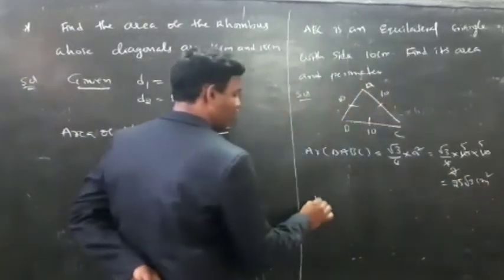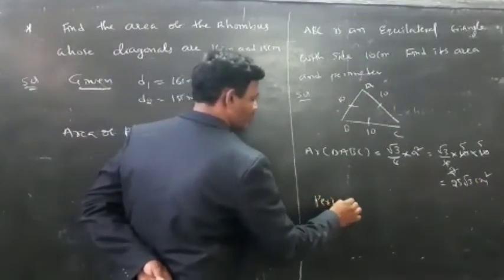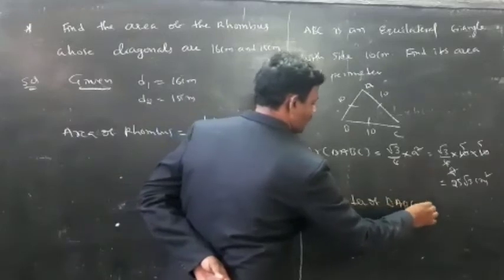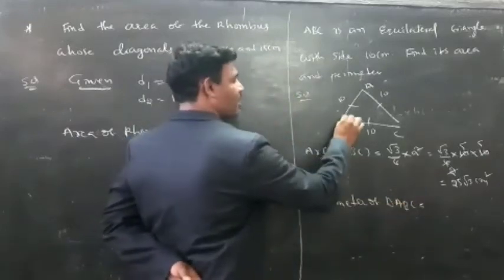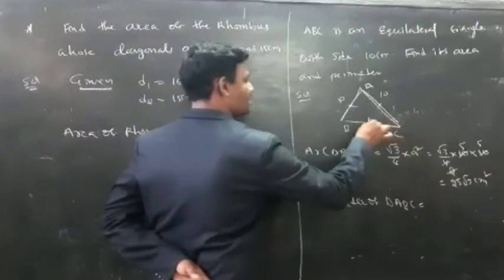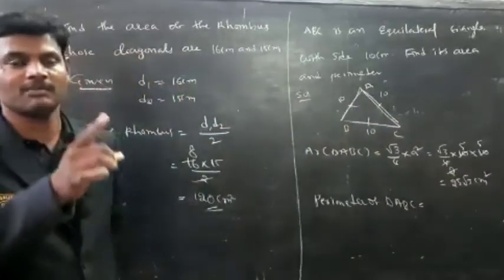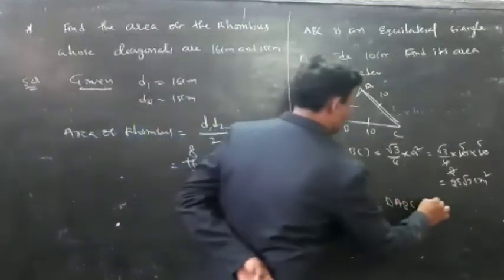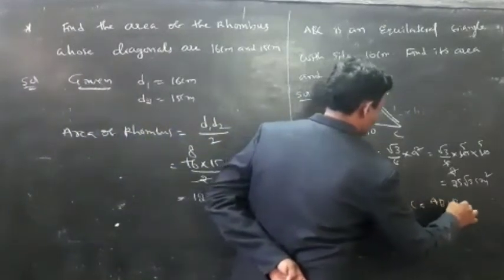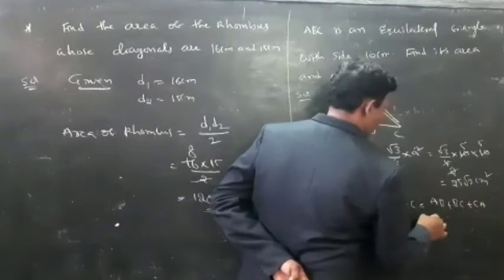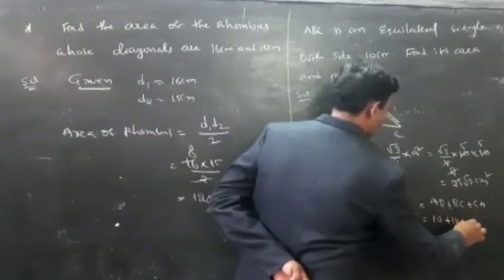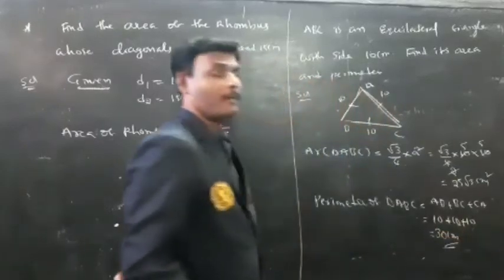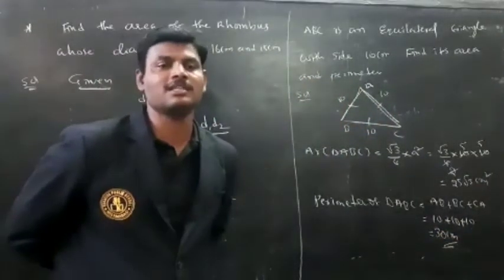Then after that I need the perimeter. So what is the meaning of perimeter? The sum of the lengths of all sides is called the perimeter. So it is nothing but AB plus BC plus CA. 10 plus 10 plus 10 is equal to 30 centimeters. So the perimeter of that equilateral triangle is 30 centimeters.